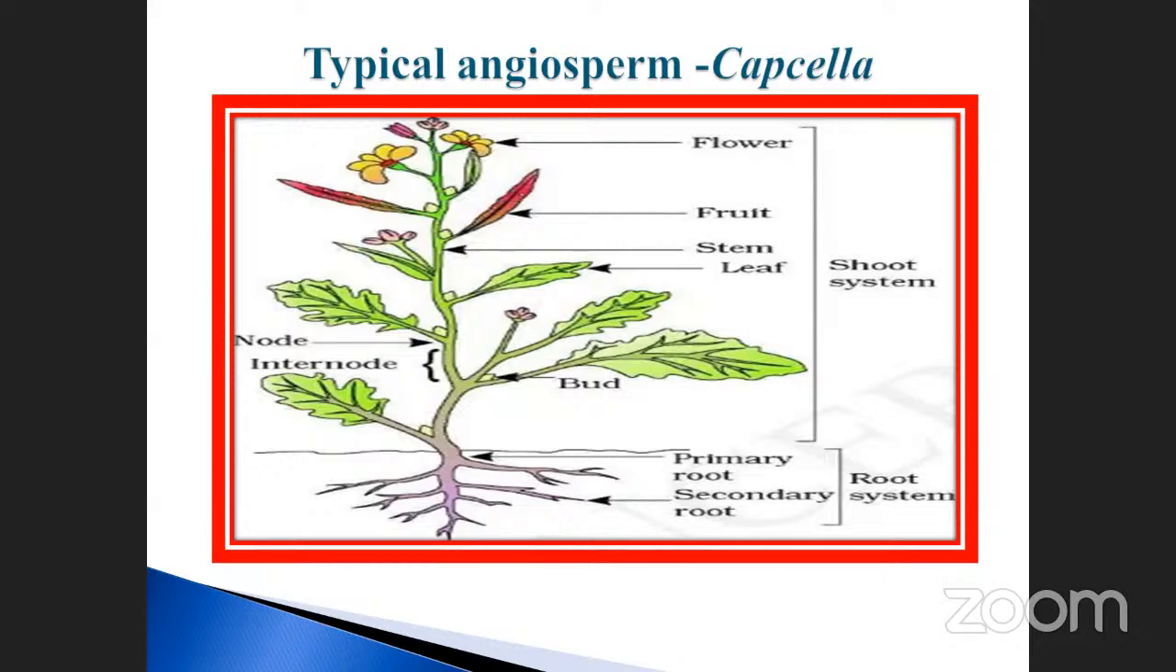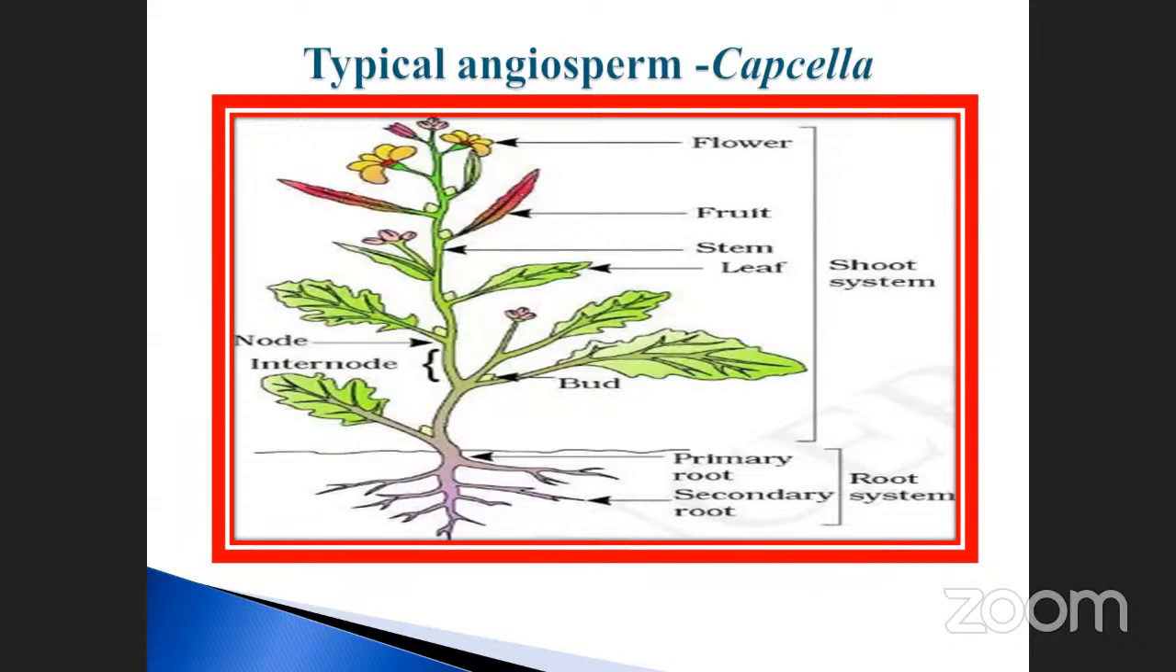So, my dear students, listen. This one is called a typical angiosperm. Already we discussed, this is a plant. For example, Capsella. I am showing the slides because all the characteristics of angiosperms are present in it. The taproot system, the primary root, secondary root, tertiary root, and finally the root hairs are also present.